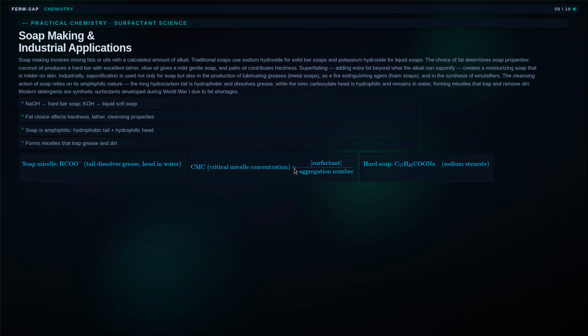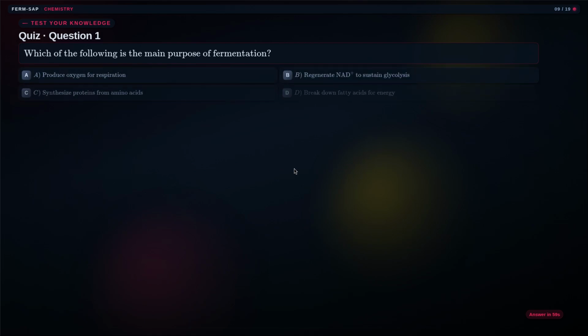The cleansing action of soap relies on its amphiphilic nature. The long hydrocarbon tail is hydrophobic and dissolves grease, while the ionic carboxylate head is hydrophilic and remains in water, forming micelles that trap and remove dirt. Modern detergents are synthetic surfactants developed during World War I due to fat shortages.